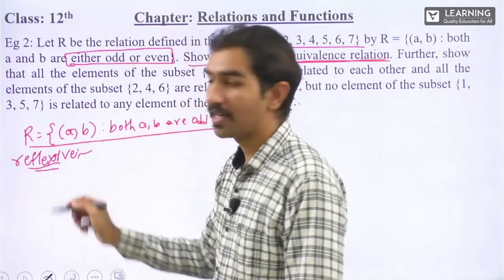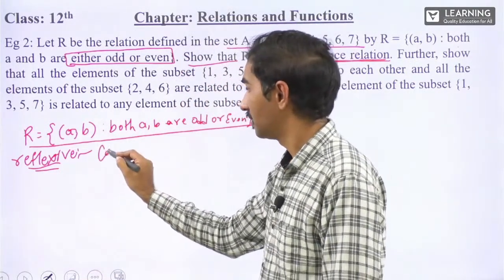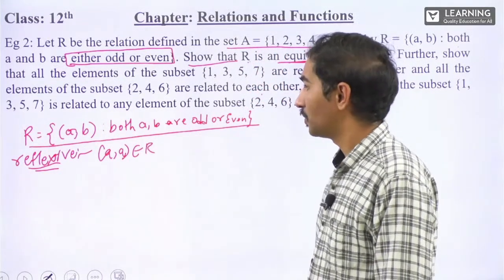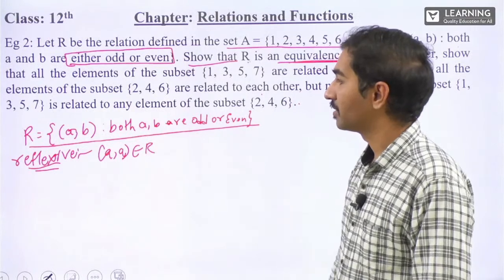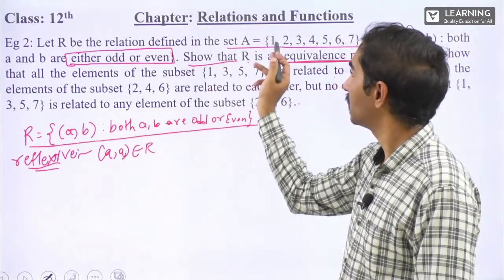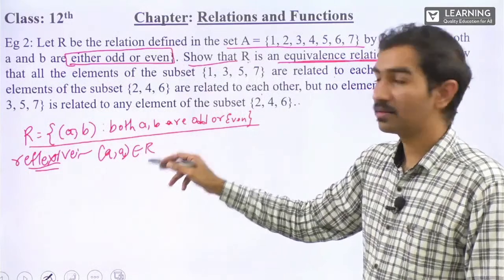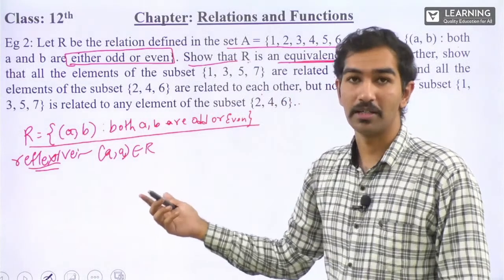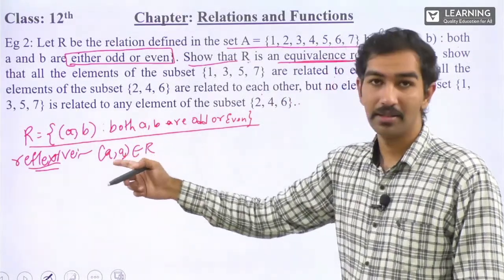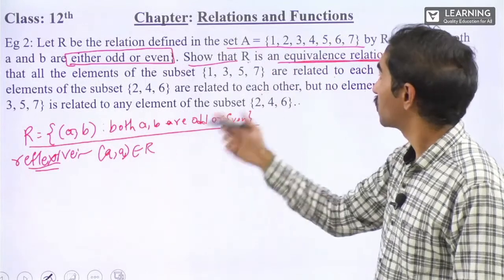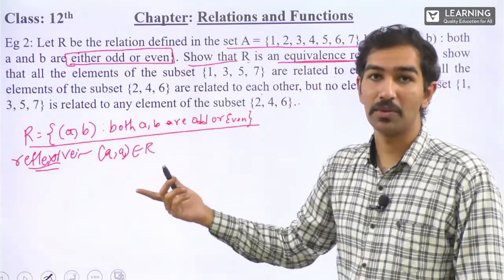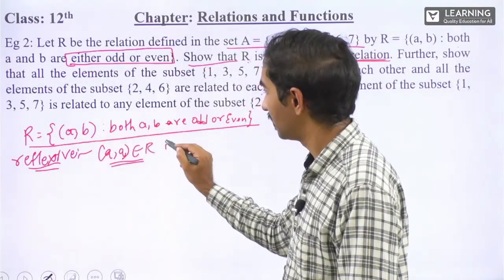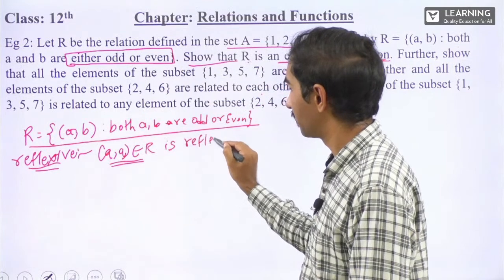So what is reflexive again? As we have seen earlier, (A, A) should belong to R. So both A and B are odd or even. Whatever you take, let A equal 1, then (1, 1) belongs to R, (3, 3) belongs to R, (5, 5) belongs to R, as well as (7, 7) belongs to R. All are odds here. Even if you take (2, 2) belongs to R, (4, 4) belongs to R, (6, 6) belongs to R. So what we can tell here is the given relation R is reflexive.